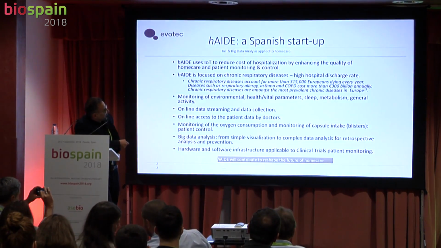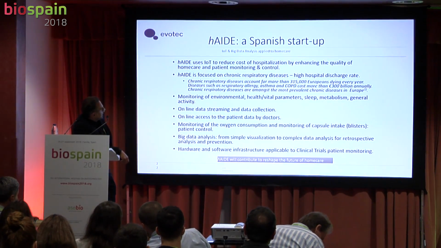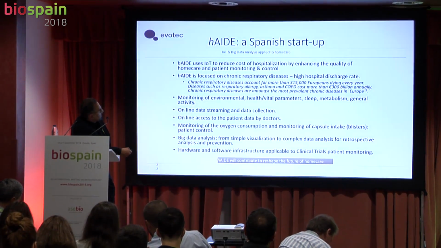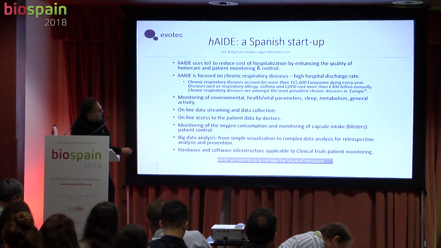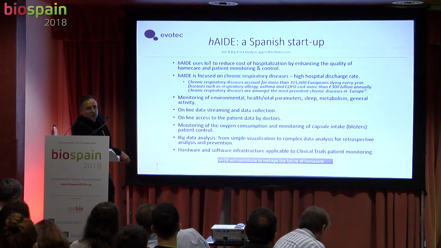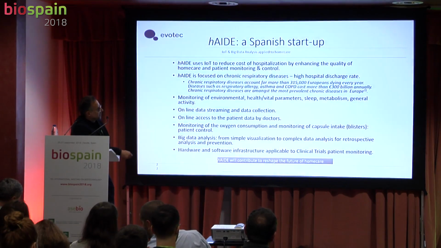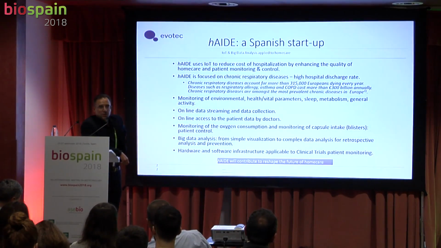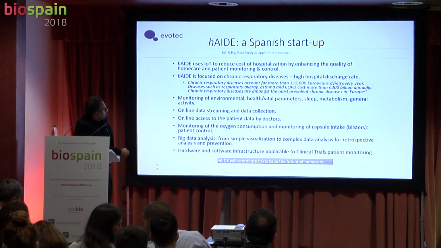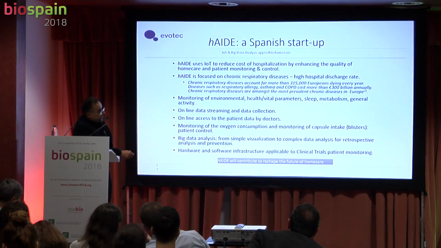And here you have some figures from the NIH. Chronic respiratory diseases account for more than 300,000 Europeans dying every year. Asthma, allergy, COPD, and that costs the health system more than 300 billion euros. So chronic respiratory diseases are among the most prevalent chronic diseases in Europe, and this is a fact.